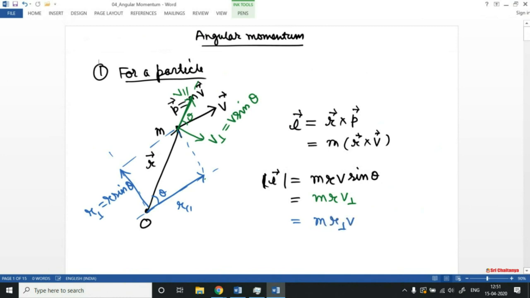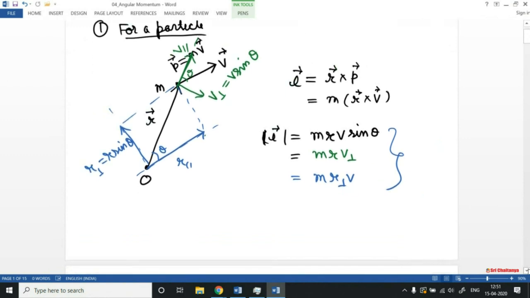So depending upon the condition, we will be using either of these relationships in order to calculate the magnitude of angular momentum. And for the direction of angular momentum, we just need to use our right hand rule. The angular momentum's direction will be along r cross p. So if you curl the fingers of your right hand from r to p, the direction of the thumb will indicate the direction of angular momentum.